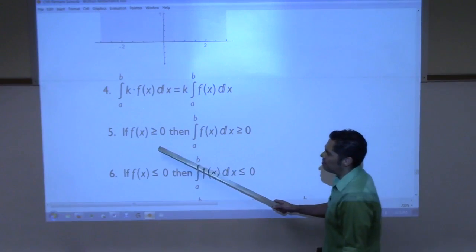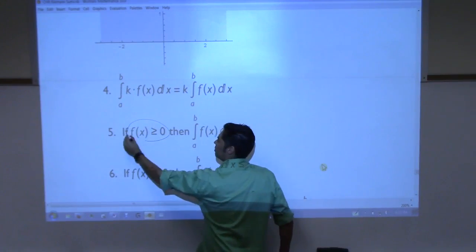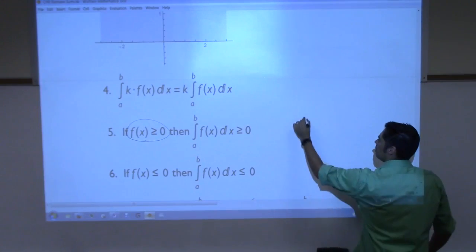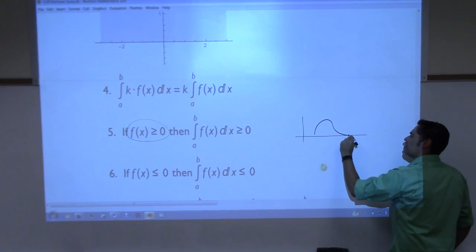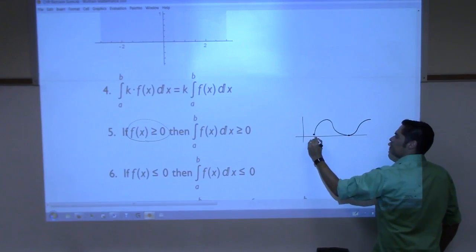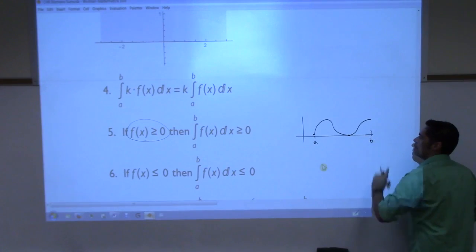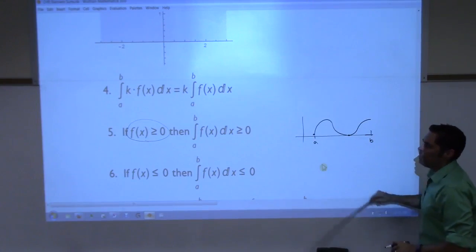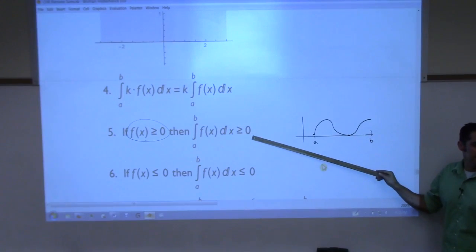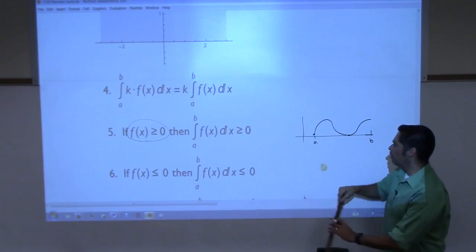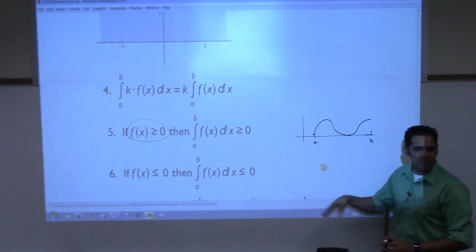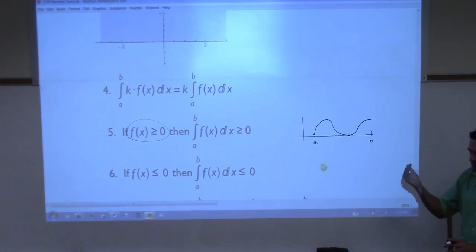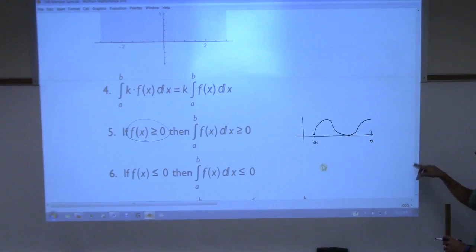Then this next one says, if your function is always above or possibly touching the x-axis, 0, right? If your function is always greater than or equal to 0, then your area underneath must be a positive number, right? Or 0. If your function is negative or below the x-axis, then your integral, the area underneath, will be negative. Just like that sine curve, right? That first arc of sine, it was positive. The second arc was negative.